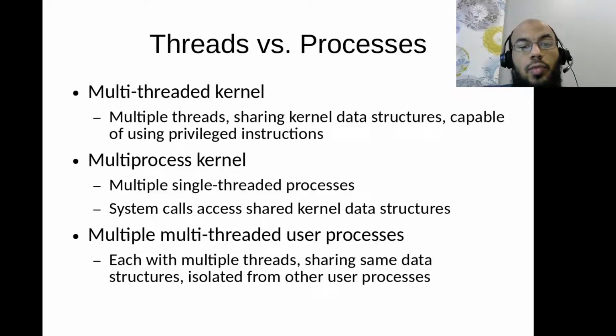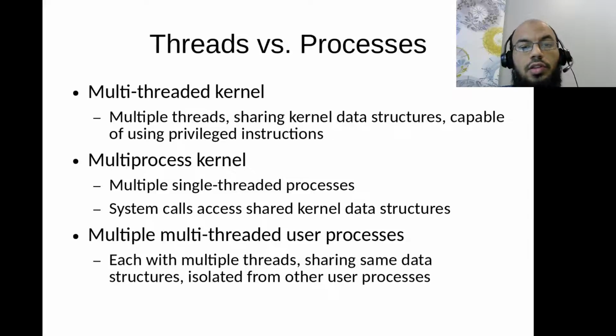You have multi-process kernels, which basically run multiple single-threaded processes. And these are more design-philosophical tags for operating systems. How does the operating system run internally? Or what does it support? Multi-threaded kernels and multi-process kernels are also explained in much more detail in the book, so you can refer to the nitty-gritty differences there.